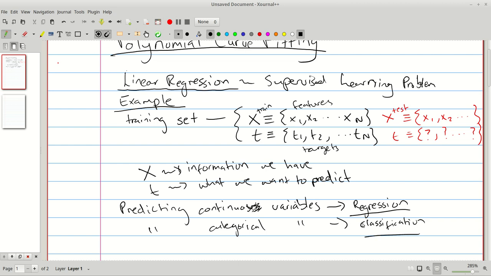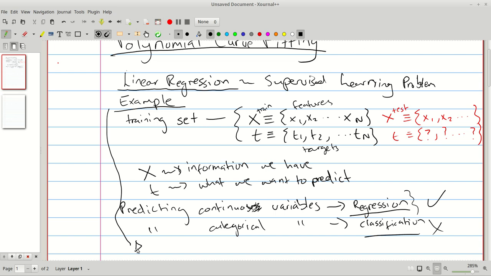So here, we are actually going to be talking about predicting continuous variables, which is the regression problem first. So we will deal with these problems later on. For this lecture, we're going to just be focusing on regression. Having said that, back to our example.